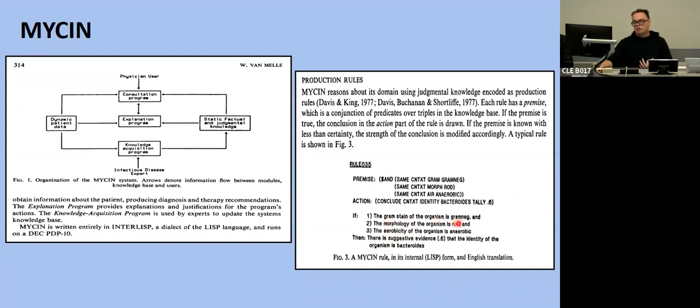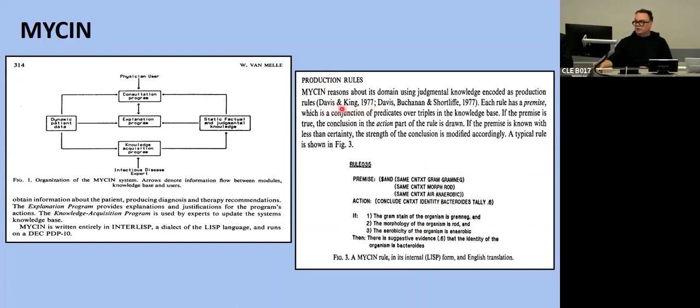Gram stain of the organism is gram negative. Morphology of the organism is rod, for example, anaerobic. So 0.6% probability that this is a bacterial. Obviously, if you're a patient or a clinician looking at this and seeing that this patient might have an infection, the surgery would not take place. So it has its place in productivity.